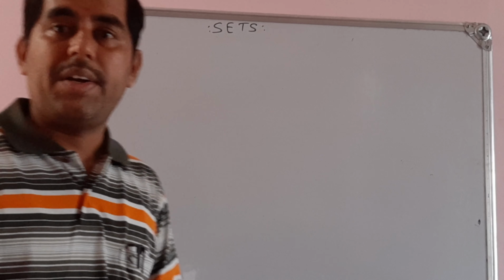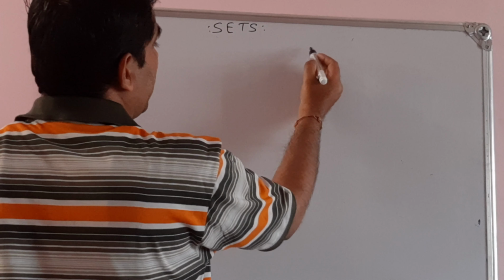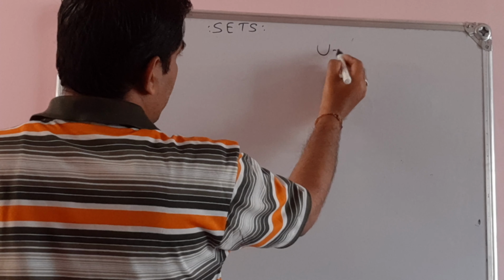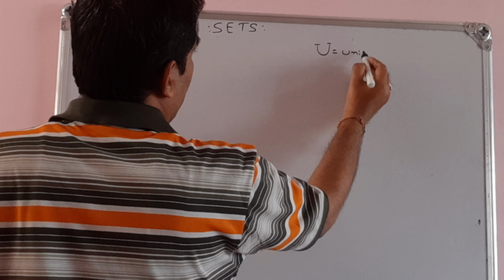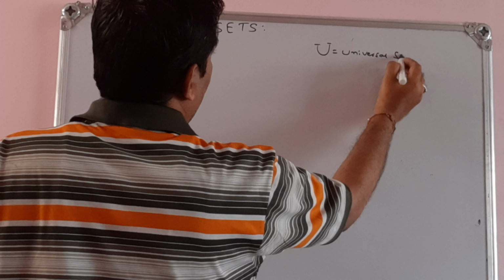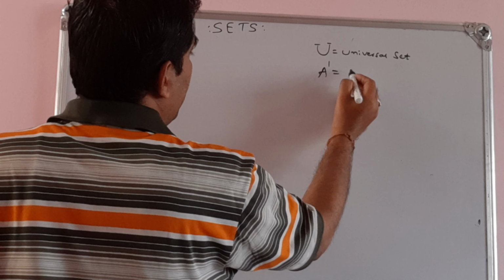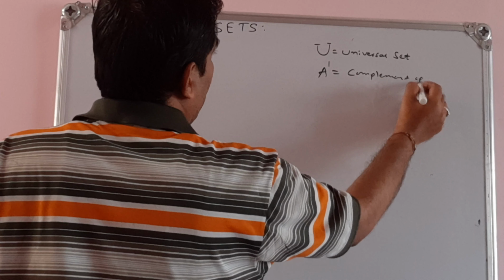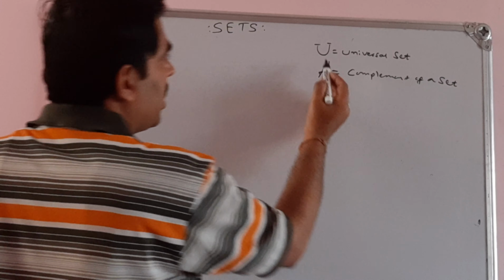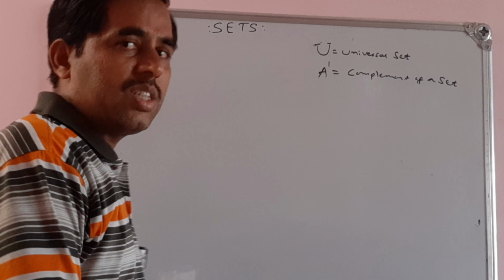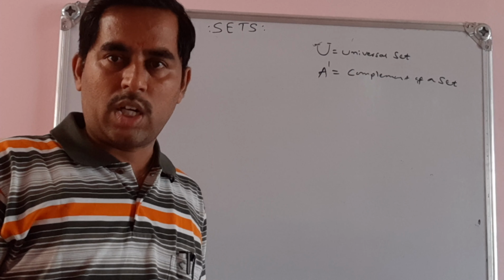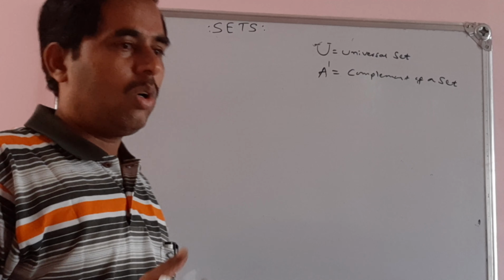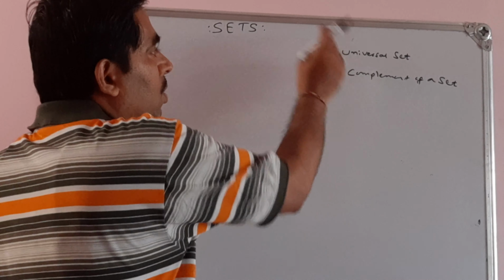In this class, what are the points we have covered in this session? Operations on sets. First of all, we have covered the universal set. Then the complement of a given set. Universal set means we consider a fixed set for a particular discussion and consider some of its subsets. That fixed set is called the universal set.